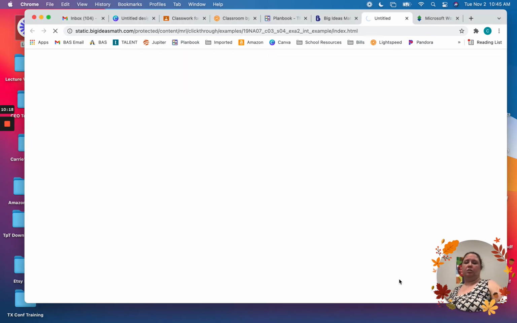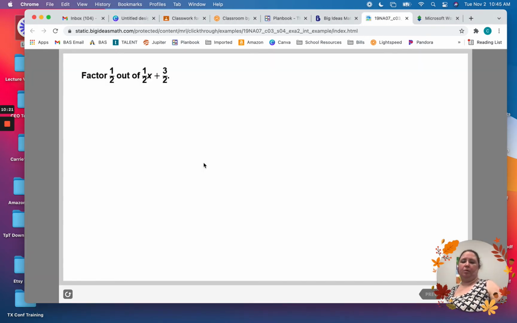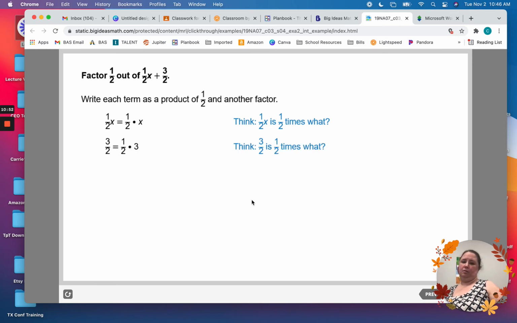Okay, put this in your journals. Pause whatever you're doing. Pull out your journal. We're going to factor 1/2 out of 1/2 x plus 3 halves. So we're going to write each term as a product of 1/2 and another factor. So essentially you're going to take this 1/2 and divide it from both of these. Okay, it's fractions, so it looks ugly, but it can be done. What is 1/2 divided by 1/2? 1. Let's see how they do it.